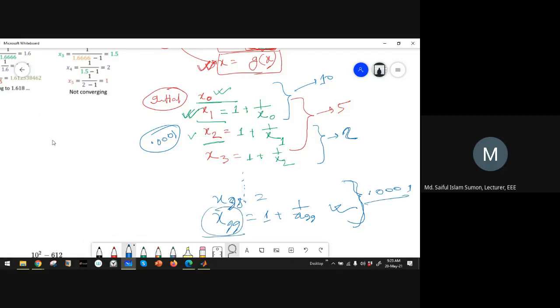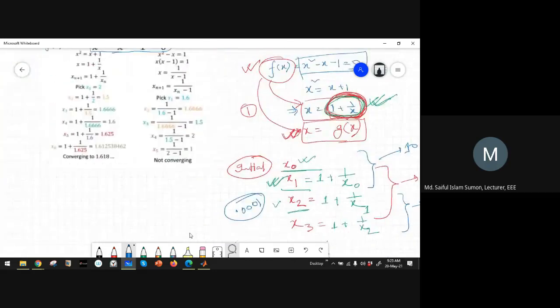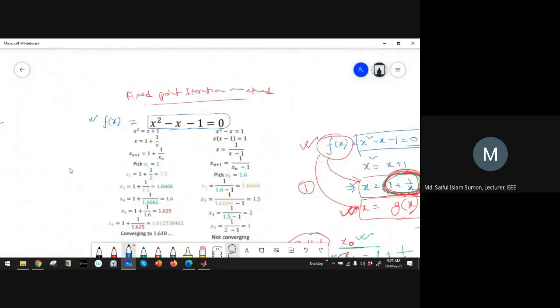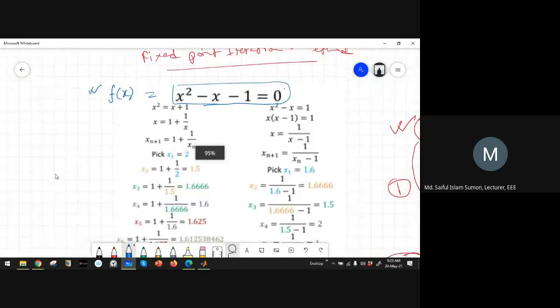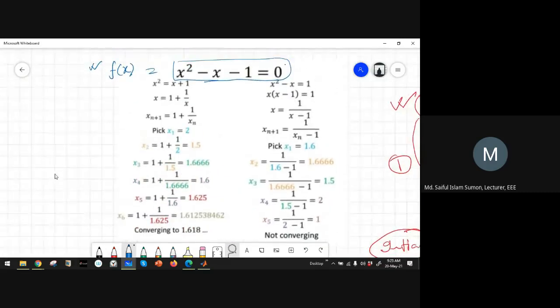Let's clarify this based on this one. The idea is very simple, a very easy thing. Now let's see this. My first job is, from this f(x), to separate x in such a way that this is my g(x).